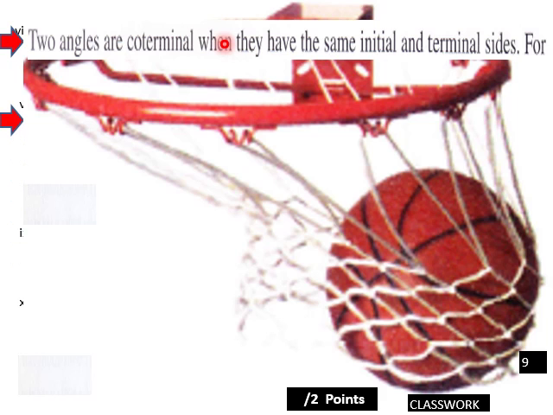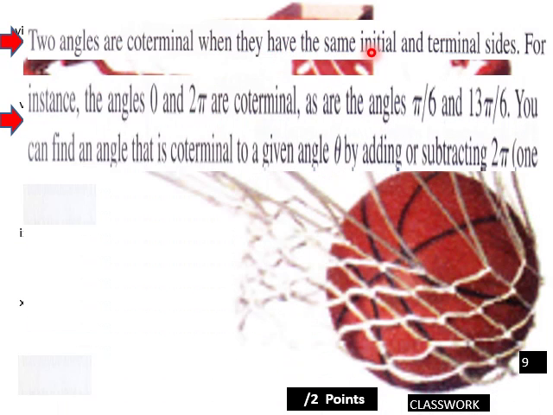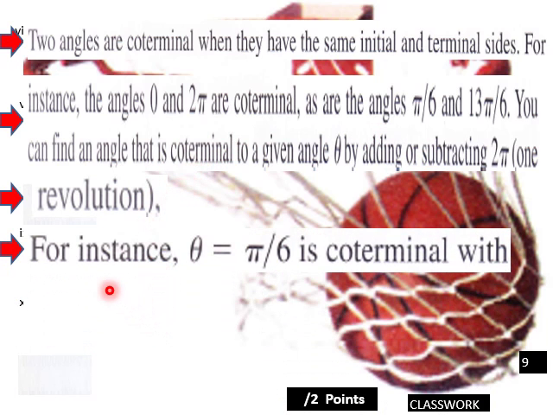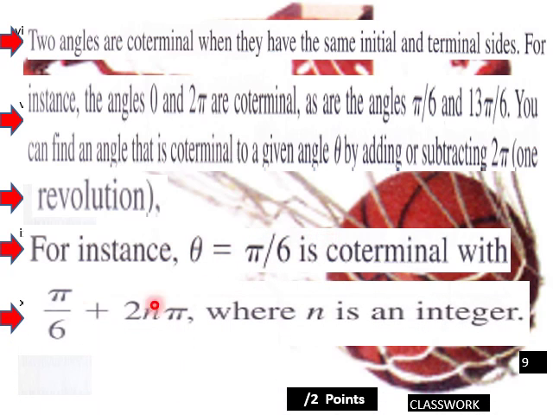Two angles are coterminal when they have the same initial and terminal sides. For instance, the angles 0 and 2 pi are coterminal, as are the angles pi over 6 and 13 pi over 6. You can find an angle coterminal to a given angle theta by adding or subtracting 2 pi, or 1 revolution. So, for example, theta equals pi over 6 is coterminal with pi over 6 plus 2n pi, where n is an integer.